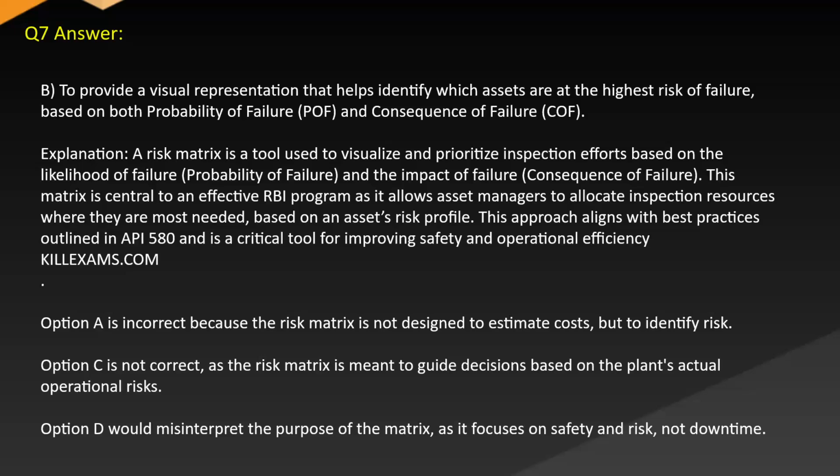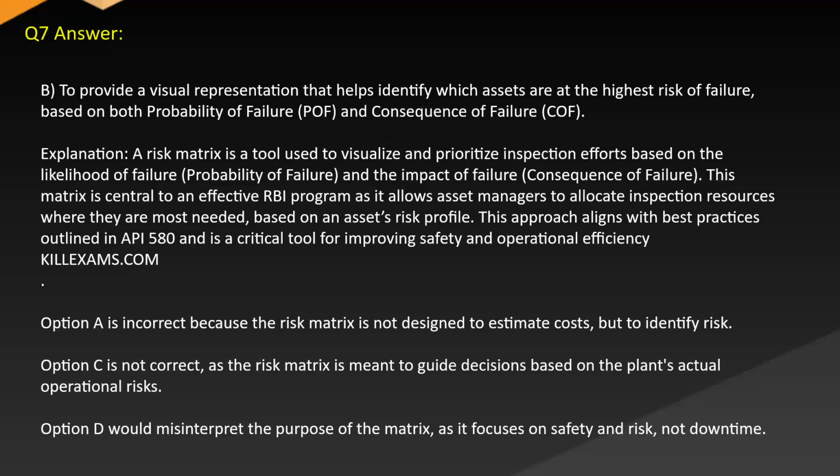Answer. B. To provide a visual representation that helps identify which assets are at the highest risk of failure based on both probability of failure (POF) and consequence of failure (COF). Explanation. A risk matrix is a tool used to visualize and prioritize inspection efforts based on the likelihood of failure, probability of failure, and the impact of failure, consequence of failure.